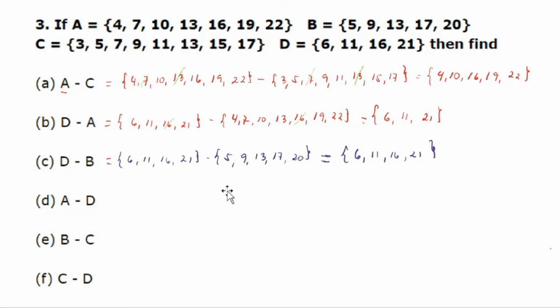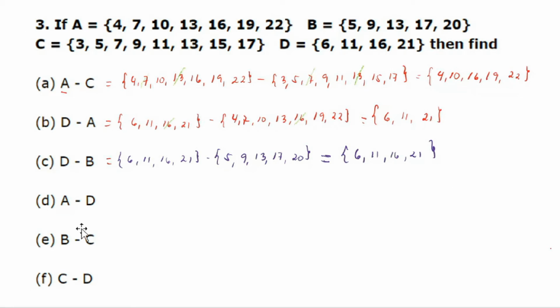We have D difference B, and since we don't have anything common between the two, we cannot cancel anything from set B to the set D. So since we cannot cancel anything from set D, therefore the answer for D difference B is just set D, whose elements are 6, 11, 16, and 21.